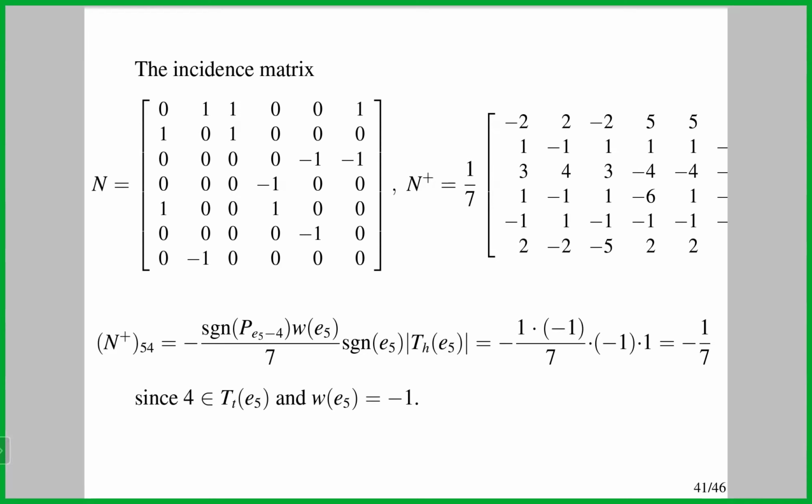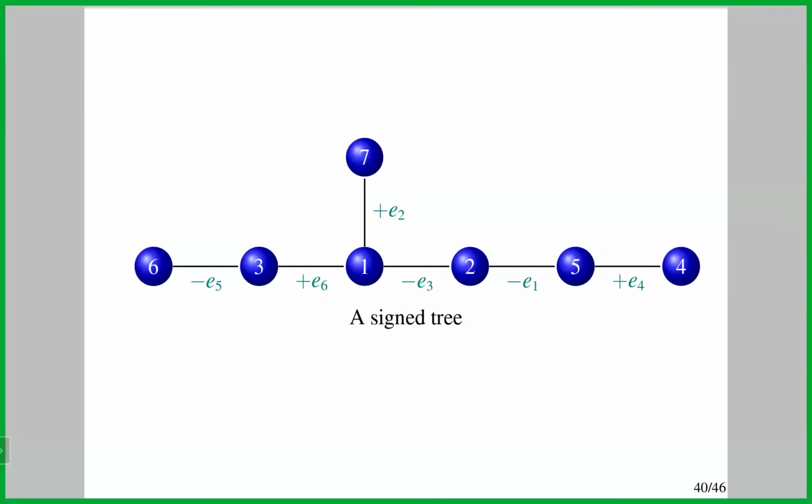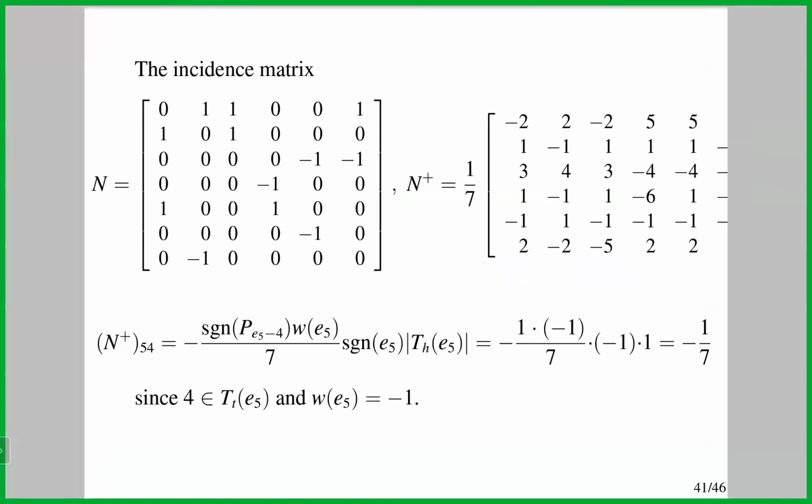So if you delete edge 5, there are two components. 4 is on one side. So look at the other side. The other side has only one vertex, which is 6. So that's why you have this last positive one. And you divide by n, so that's how you get -1/7. So this is an example of the combinatorial interpretation of the entries of N plus when the sign graph is a sign tree.